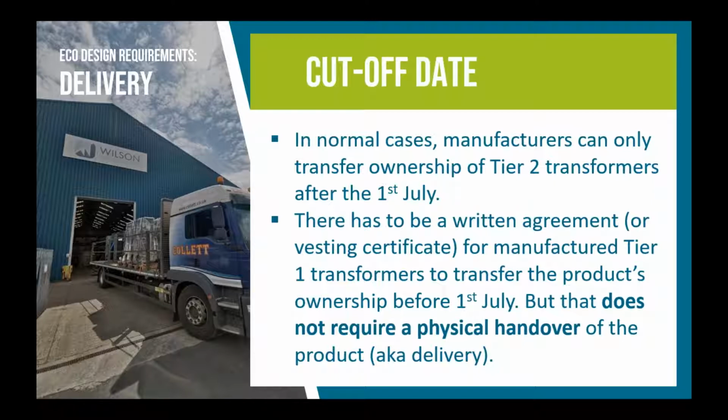So if the product is manufactured, made for X project, for example, we just need to transfer the ownership to the end customer before the 1st of July, if it's a Tier 1 transformer. But if it's after the 1st of July, we will explain in which cases we can do that. We cannot always do it, but we can do it in some cases. So manufactured transformers can be transferred, the ownership of, before the 1st of July if they are Tier 1.